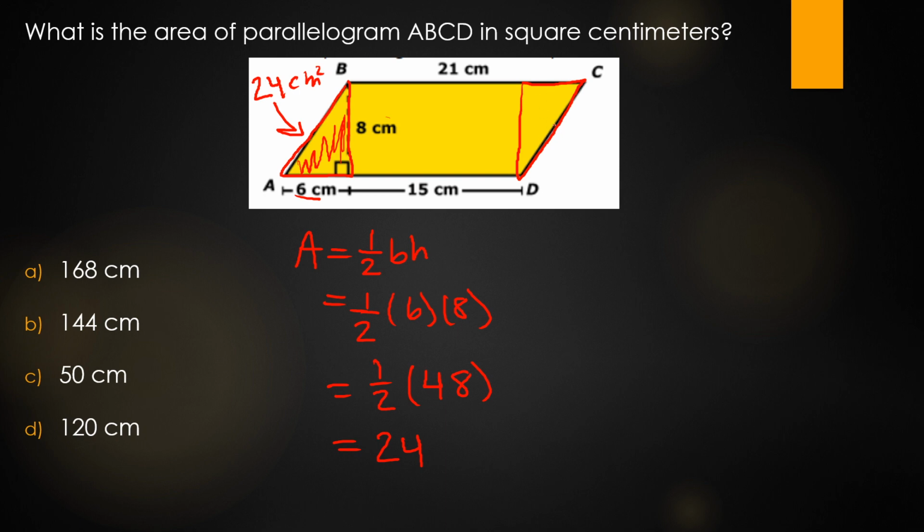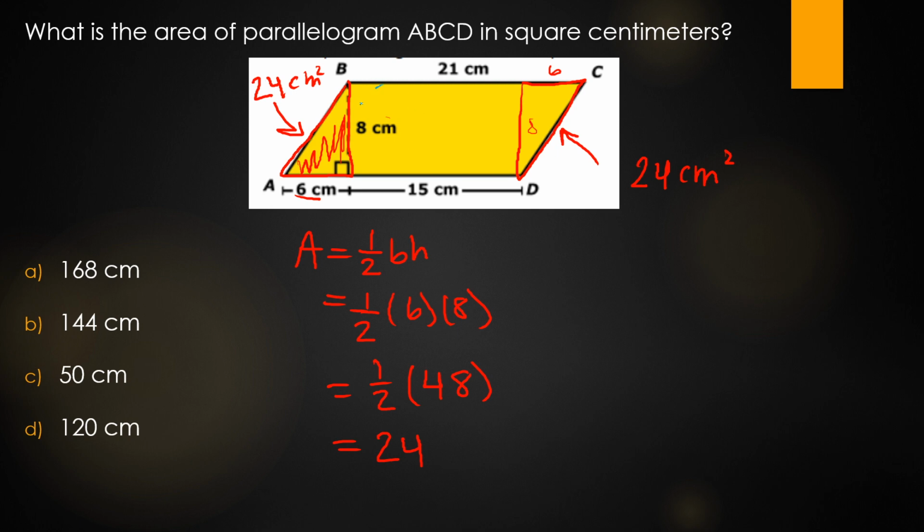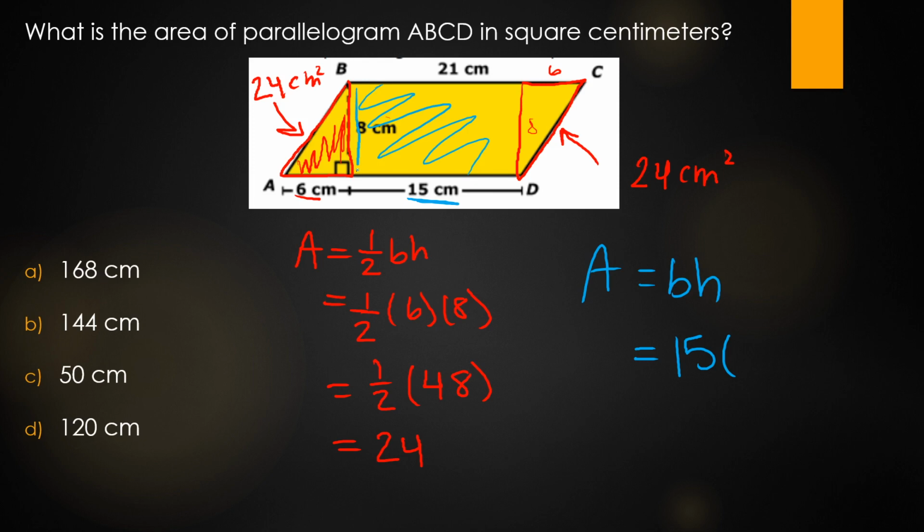This triangle over here is going to be the exact same. Okay, this part up here is going to be 6 and this is going to be 8, which means that this area is also going to be 24 centimeters squared. So the next part that we need to do is figure out, well, what is the area of this rectangle in the center? Area of my rectangle is base times height. So my base is going to be 15 and my height is going to be 8.